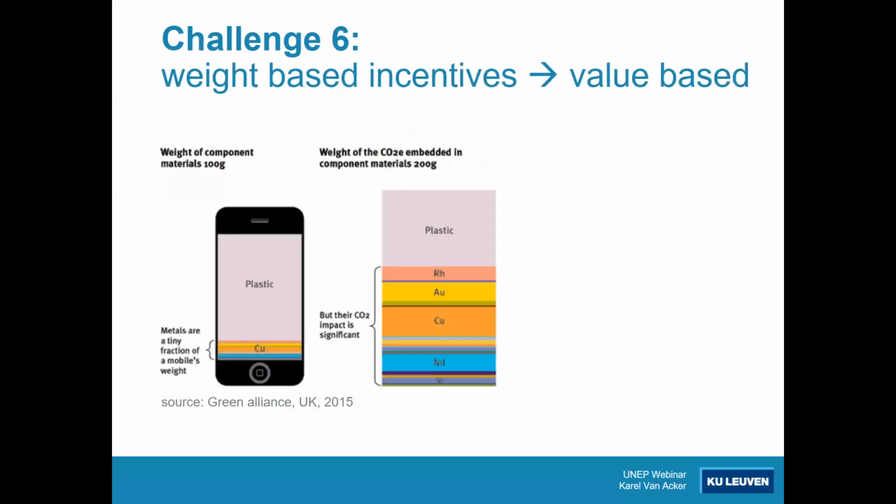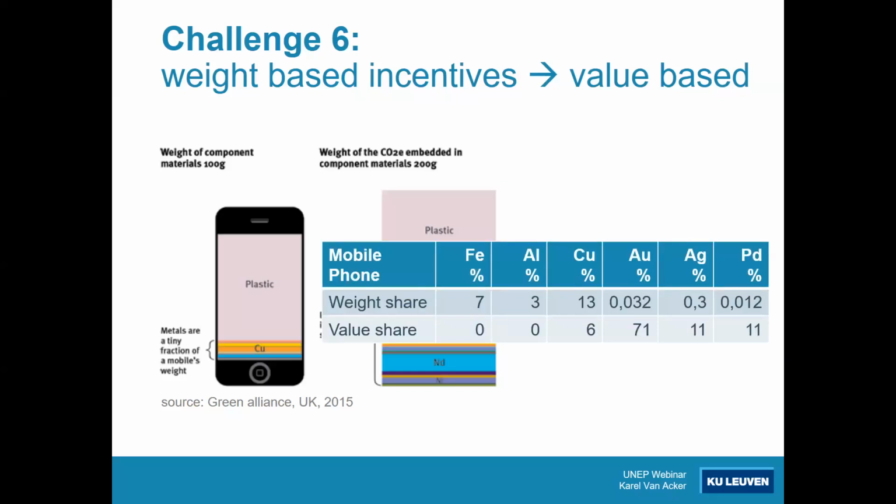The sixth challenge is that all incentives and legislation that I know are weight-based, so it's stated to recycle a certain percentage of the weight of materials. But that does not say anything about the value of these materials. Small amounts of materials, such as the metals in electronics, can have a very high value. So the value share for gold, for example, in a mobile phone is 70%, and the weight share is very small there.